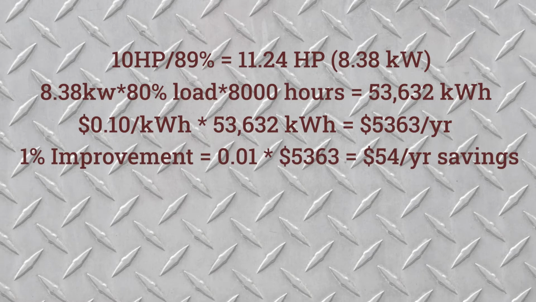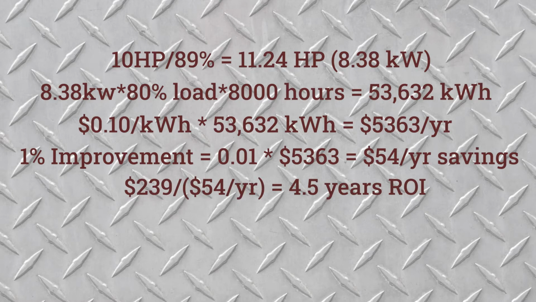Now, if you get a 1% improvement in efficiency, that's going to turn out to save you about $54 per year. And based on the cost difference, it's going to take you about 4.5 years to make your money back. Now, that's not outrageous, but we find that in U.S. industry, that is unlikely to be a payback that will get people to move. And so in general, we find people putting in regular efficiency motors or EPAC motors and not the premium efficiency motors.